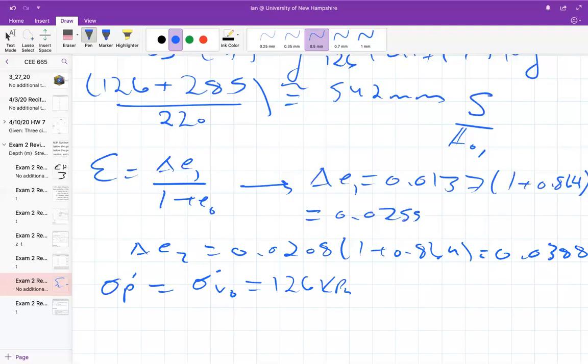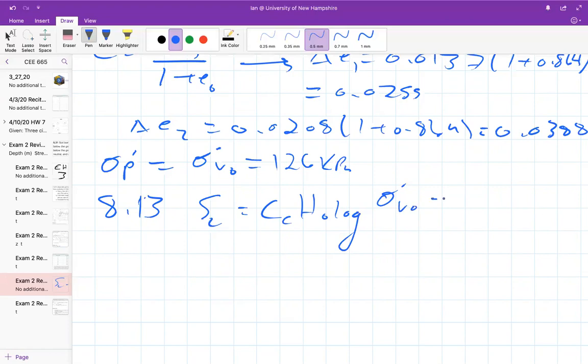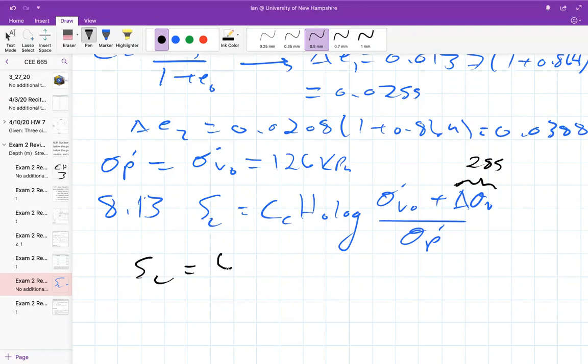And again, that changes our equation. So instead of using 8.19, we're going to use 8.13. So now it's S_C, which equals C sub C epsilon H naught log sigma prime v naught plus delta sigma v over sigma prime v naught. Even though we've changed our parameters, this is not going to change. So this is still 285. Plugging and chugging, we'll get that the settlement will be 611 millimeters.